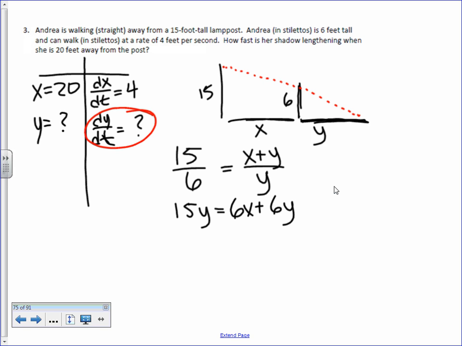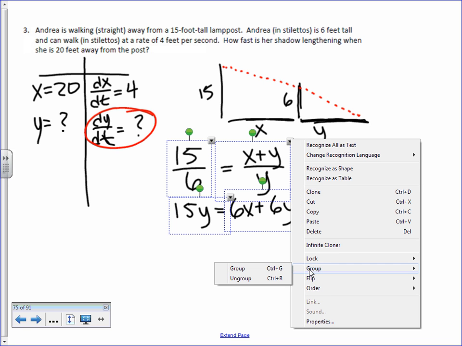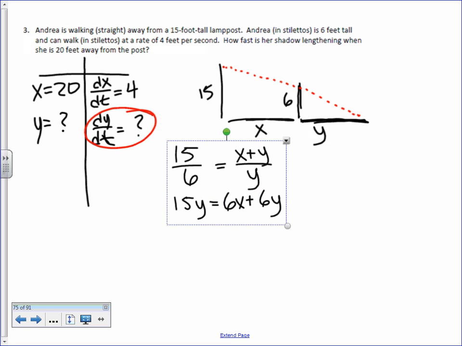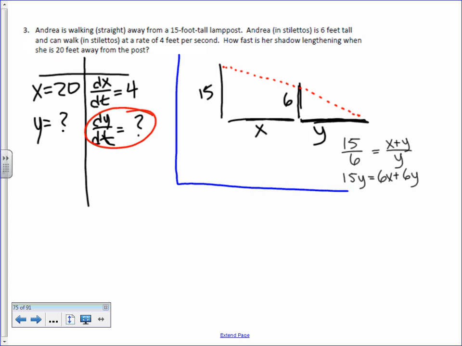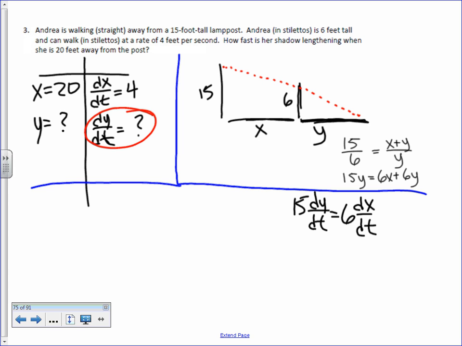All right, now I'm going to move this a little bit. Actually, I'm going to group it, make it a little smaller. Put this over here with my picture. That's my equation so that I can divide my board like I've been doing each time. Okay, now I'm going to take the derivative of that equation. So I get 15 dy dt equals 6 dx dt plus 6 dy dt. So I've got that equation.